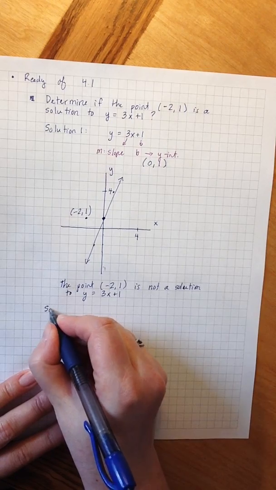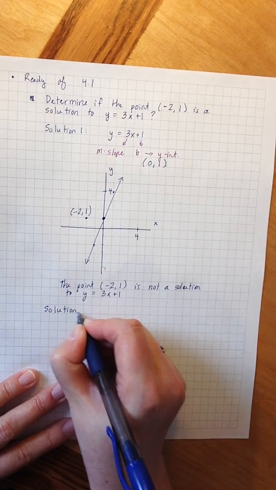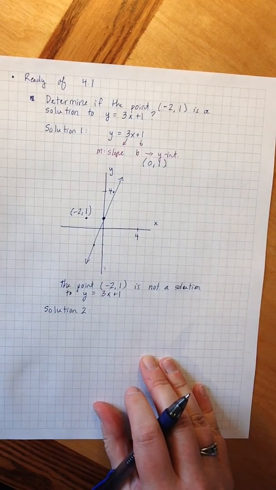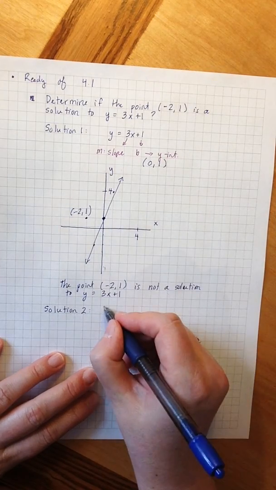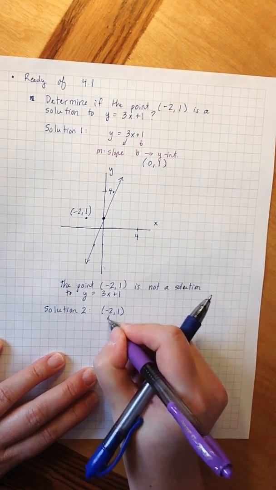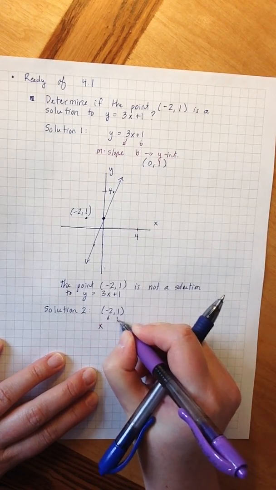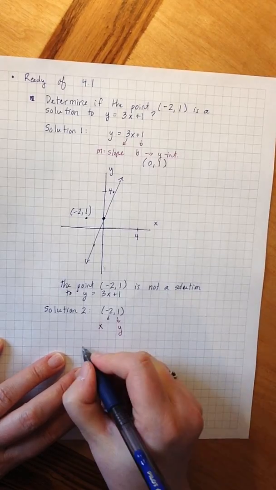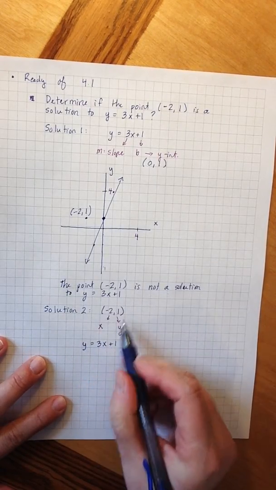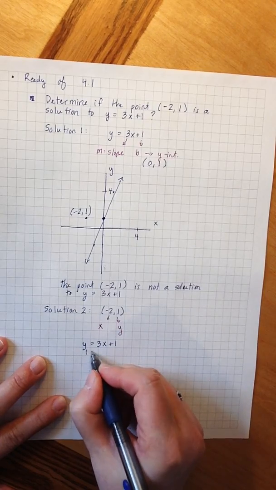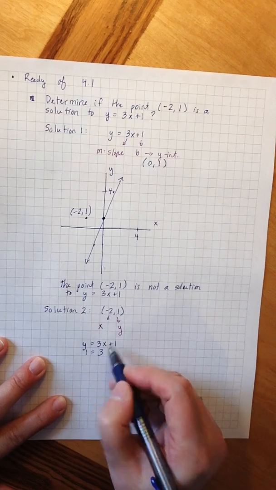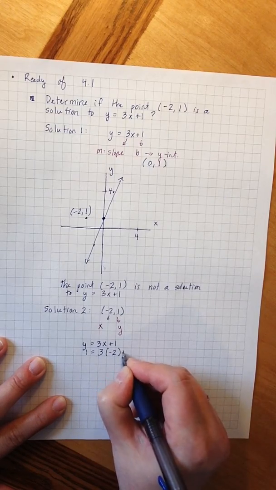Now the second way to solve this problem, solution 2, is to plug the point into the equation. So we know that in the point -2, 1, the -2 represents an x value and the 1 represents a y value. So I look at my equation, y equals 3x plus 1. I put my 1 in for the y. I put my -2 in for the x.